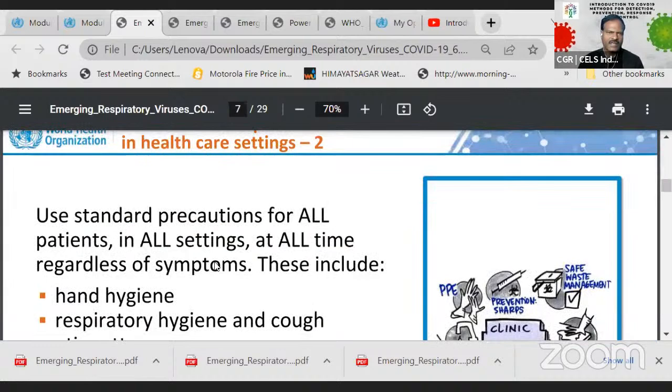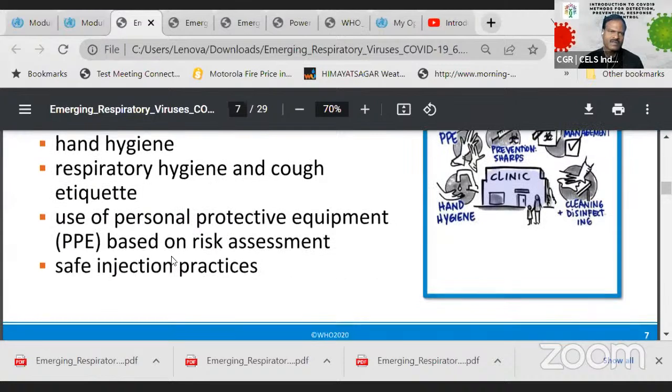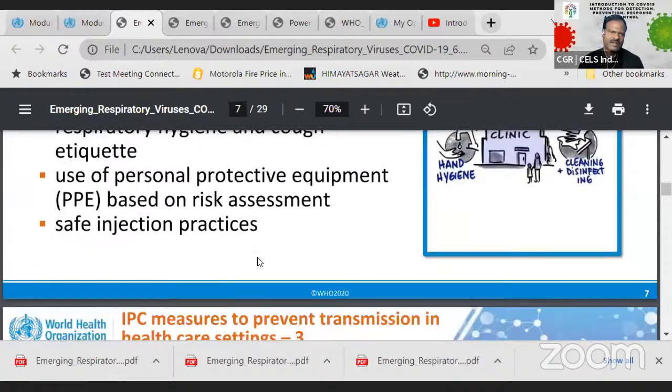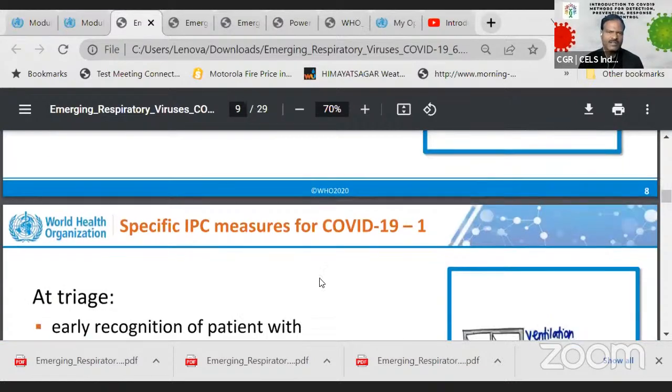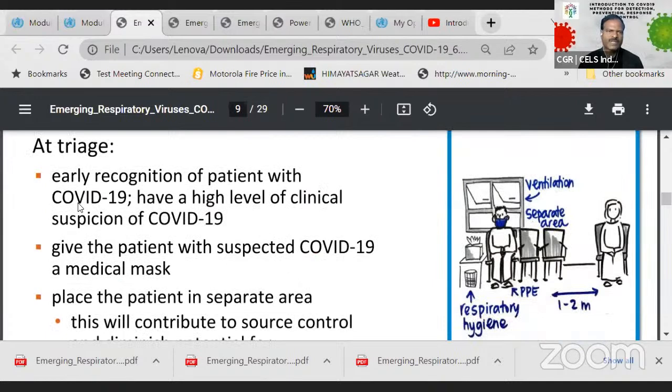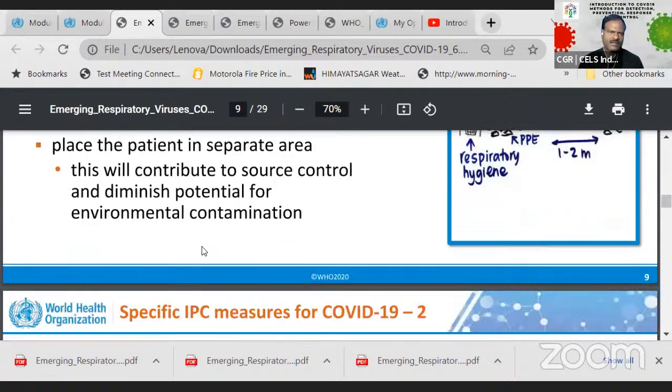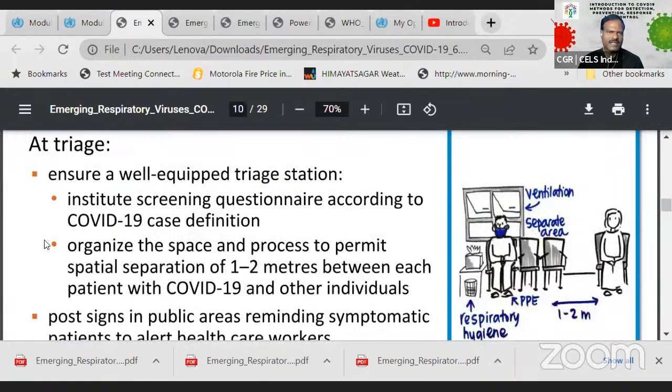Then again, precautions for all patients in all settings and all the time. Those who are already patients have to maintain all this. Even PPE kit, means personal protective equipment, that they have to wear, and safe injection practices like that. Then environmental cleaning, waste management, linen management, patient care equipment, it is to be taken care of. Early recognition of patients with COVID-19, have a high level of clinical suspicion of COVID-19. So like that.